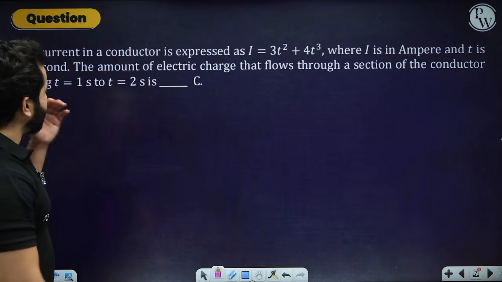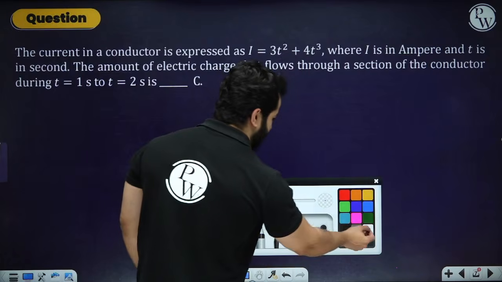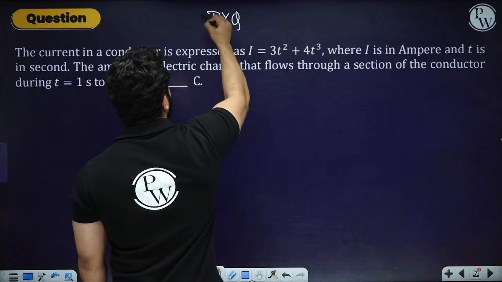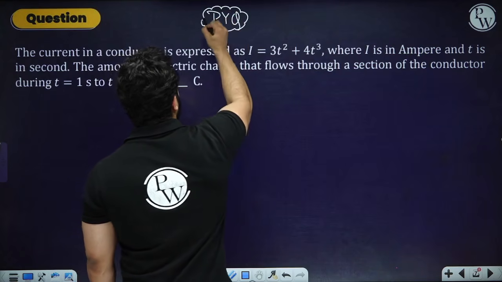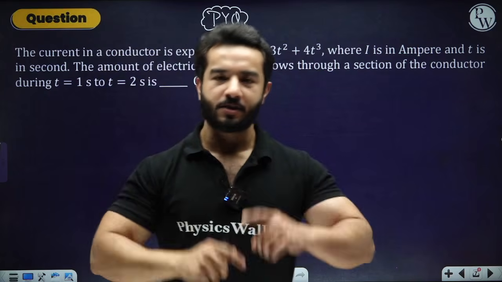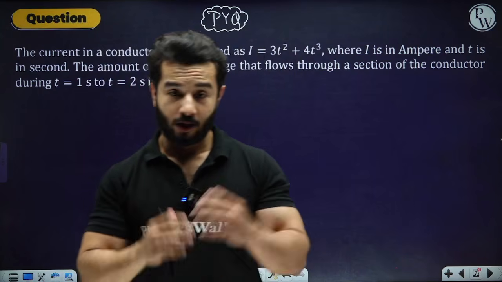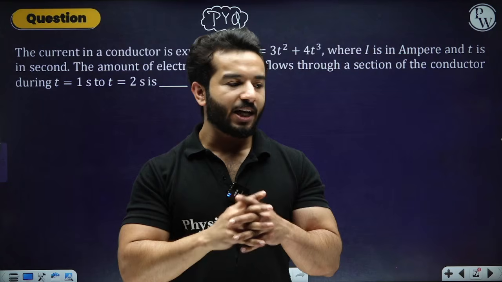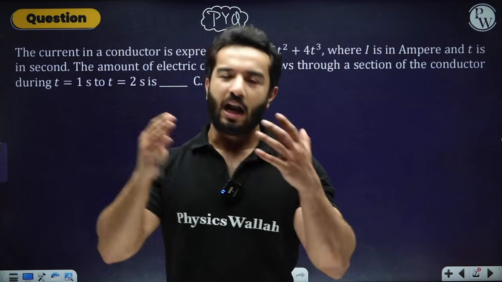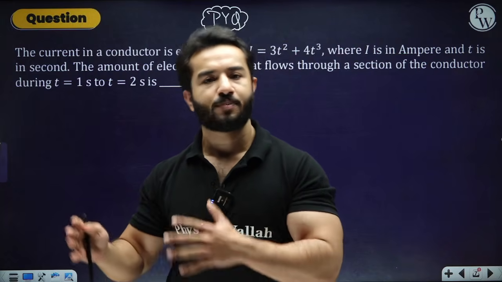The question says the current I in a conductor is expressed as I equals 3t square. By the way, this is a PYQ, not from NEET but from JEE Mains. If we are studying for NEET, why are we talking about JEE Mains? I'm repeatedly telling my students that if you want to prepare really well for NEET 2025, along with NEET previous year questions, please also solve JEE Mains previous year questions.